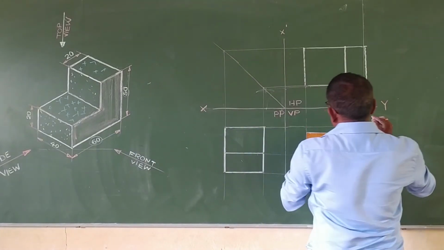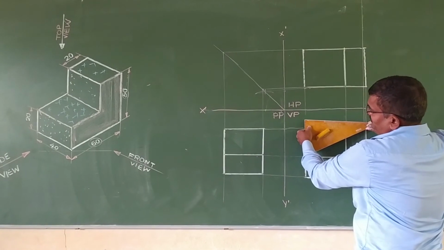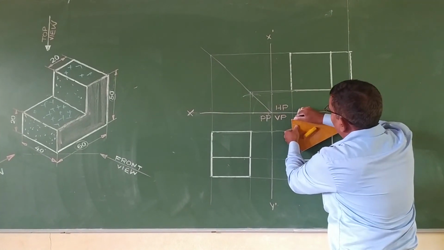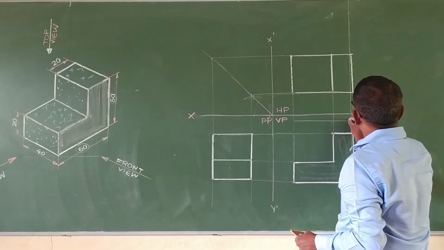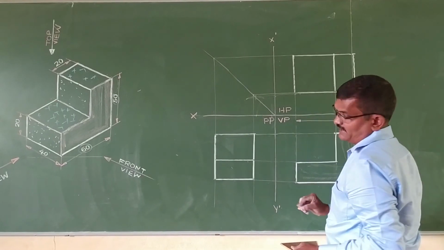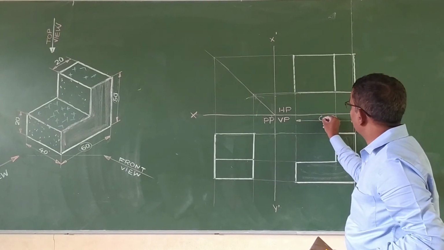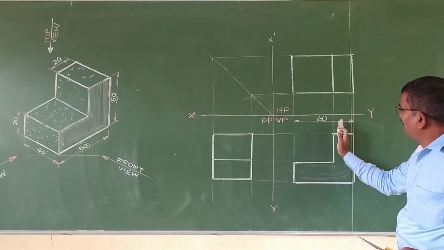First the length. It may be drawn here or in the front view or top view, any place. Draw a dimension line, draw arrowheads at both ends, and in the middle we have to write the length of the object. Length 60.